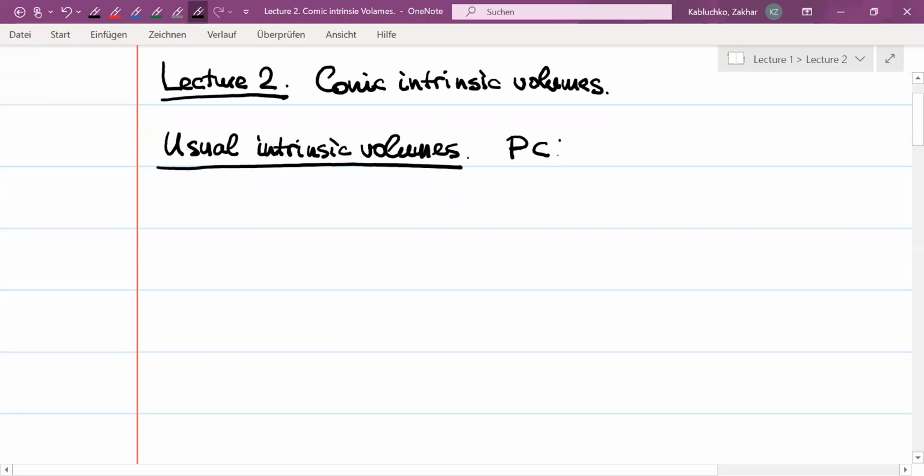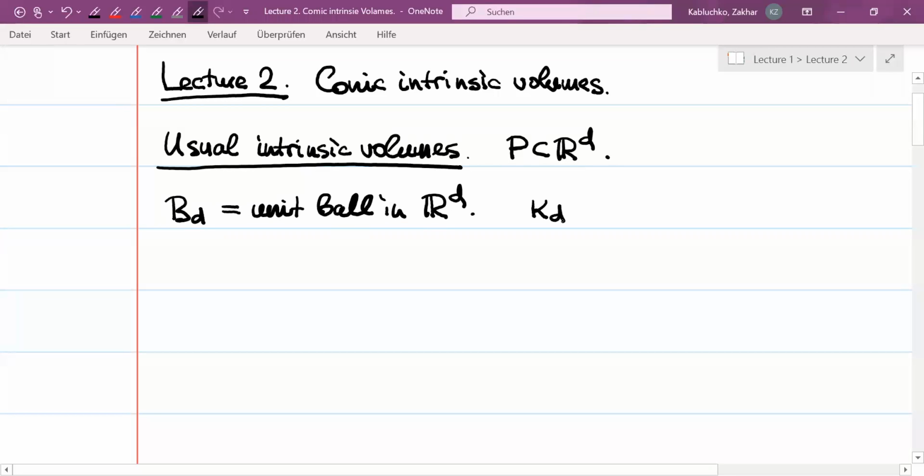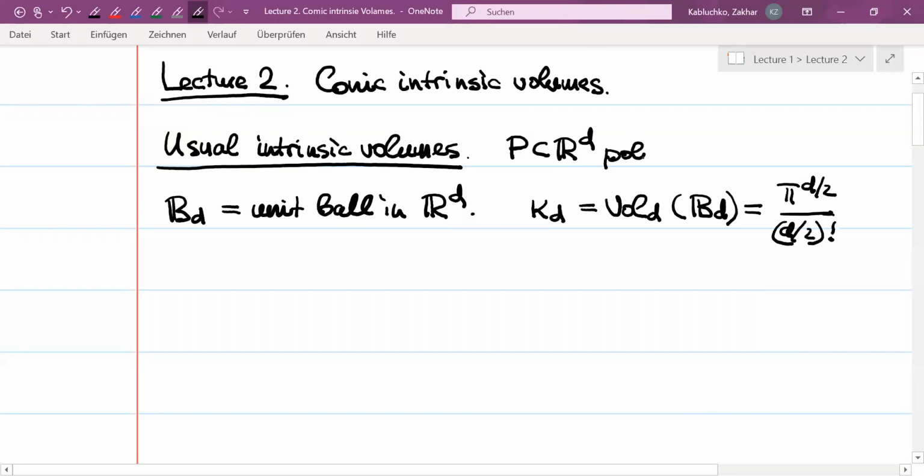So let P be a polytope in dimension D. Let B^D be the unit ball in the D-dimensional space, and let kappa_D be the volume of this unit ball. A formula for it is known: it is pi to the power D/2 divided by (D/2)!, where if this is non-integer, it has to be understood as a gamma function. And P is a polytope.